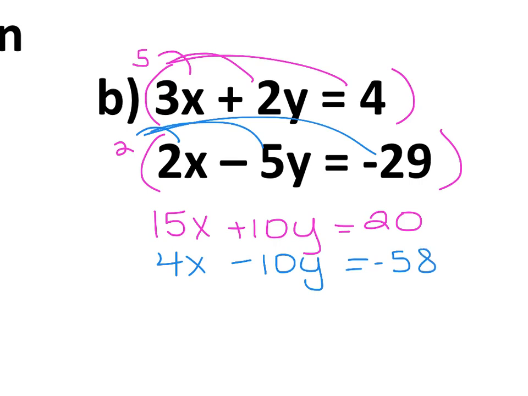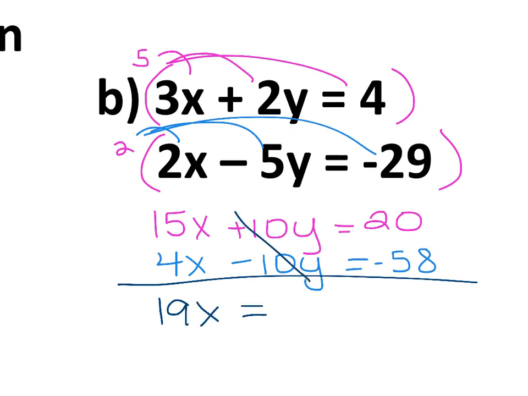So if you've done it correctly, one of your variables should cancel out. I'd get 19x. These are going to cancel. Equals negative 38. Divide both sides by 19, and I get negative 2.